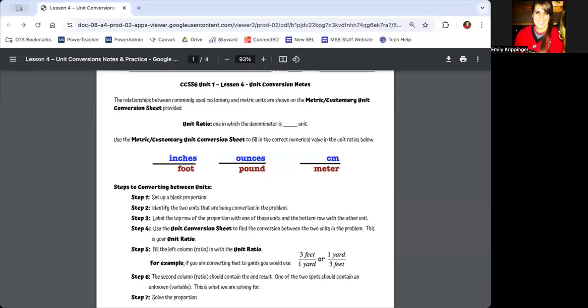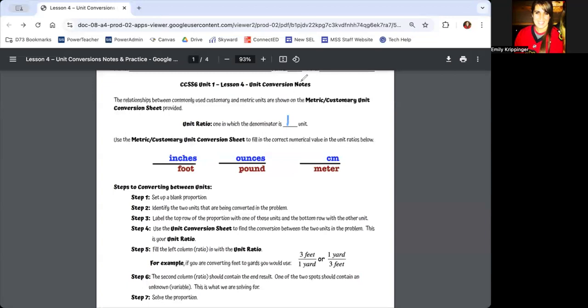All right, for this lesson, we are going to be looking at unit conversions. So the relationships between commonly used customary and metric units are shown on that metric customary unit conversion sheet provided in your resource packet. And in that, we have what we call unit ratios. So unit ratios are one in which the denominator is 1 unit.